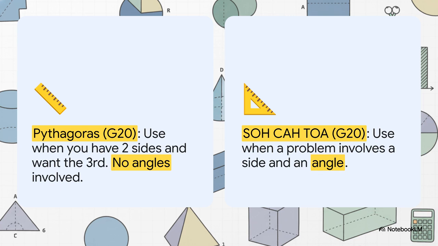Is the question only about the lengths of the sides? No angles involved at all? That's a job for Pythagoras. The second an angle gets involved, either one you know or one you need to find, you have to switch to trigonometry. That means SOHCAHTOA. It's that clear a choice.